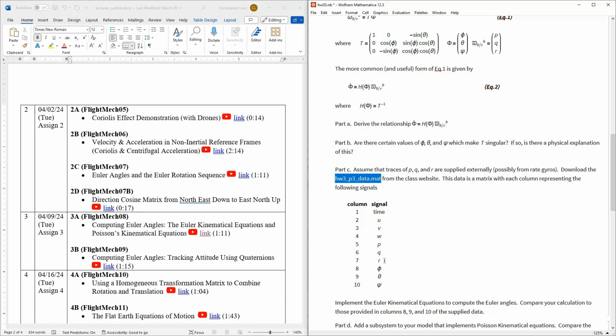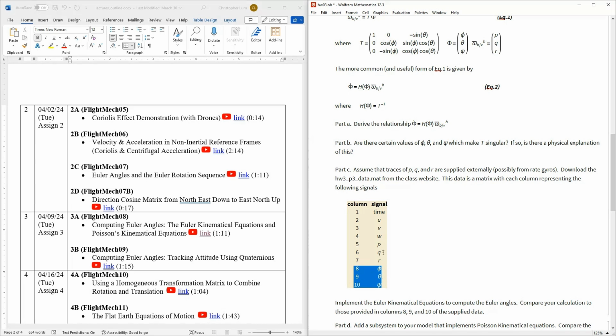So what I would like you to do is to use data from these first seven columns, right? Feed it into our Euler kinematical equation. So you're going to build a Simulink model of this that is going to implement this set of equations, and then you're going to feed it with data coming from the first seven columns. And then what you're going to do is you are then going to compute your versions of phi, theta, and psi, which you can then compare with the data that I provide in columns 8, 9, and 10.